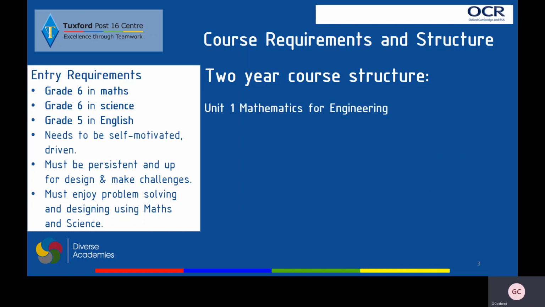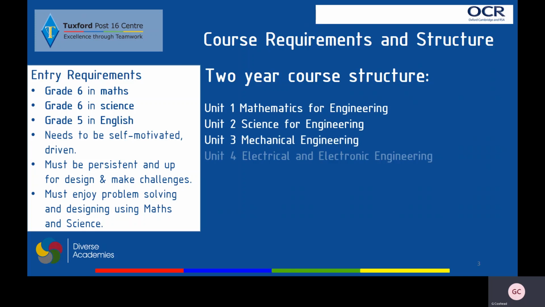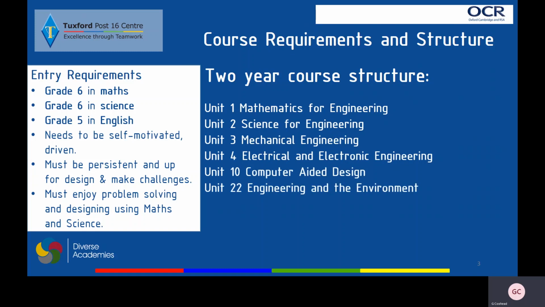In terms of the unit structure, it's a 2-year course. It's Unit 1, Maths for Engineering. Unit 2, Science for Engineering. Unit 3 is Mechanical Engineering. Unit 4 is Electrical and Electronic Engineering. Unit 10 is Computer-Aided Design. And finally, Unit 22 is Engineering and the Environment.